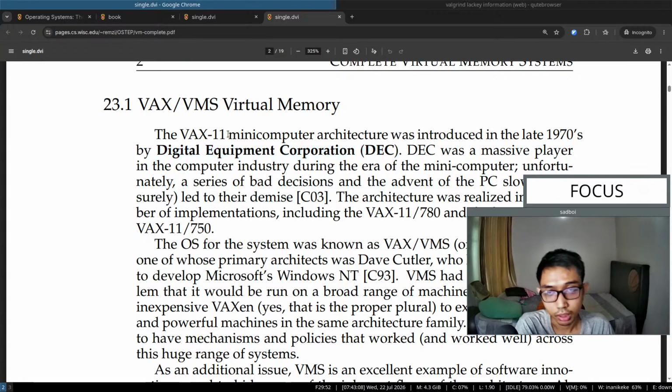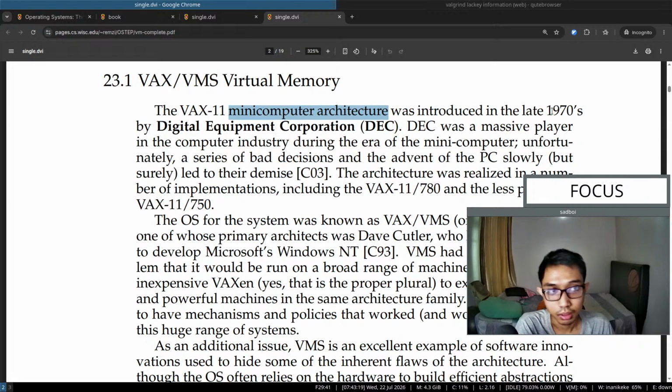Oh, I'm kind of curious. What is the size of the minicomputer back then, in the late 1970s?